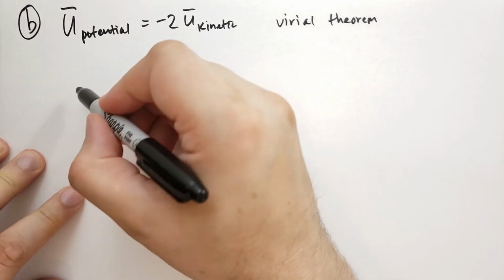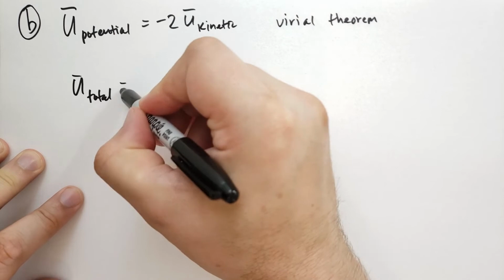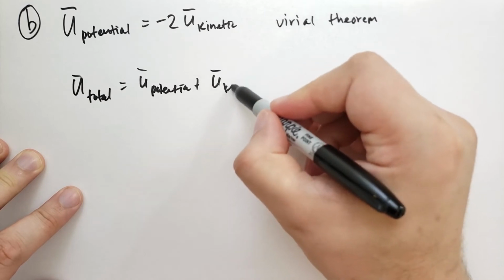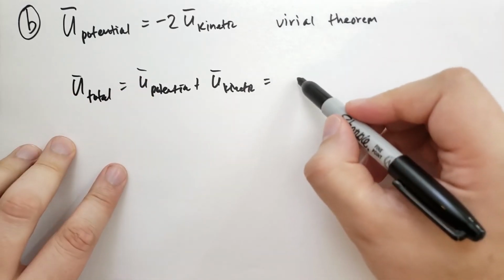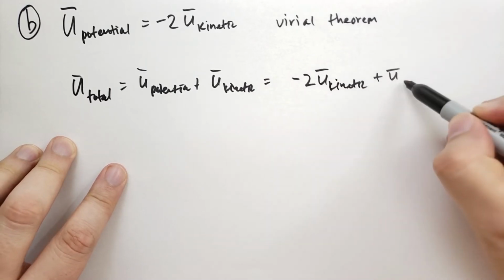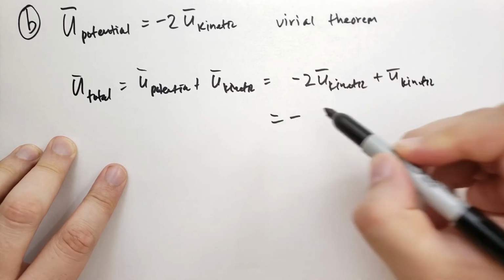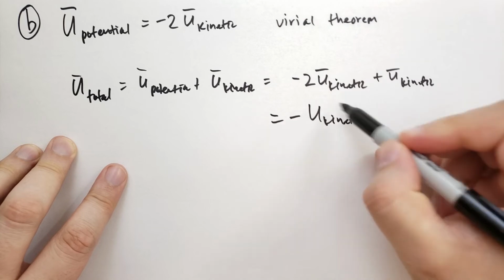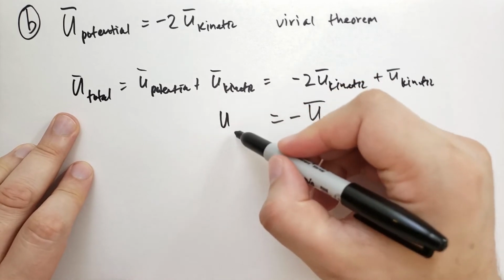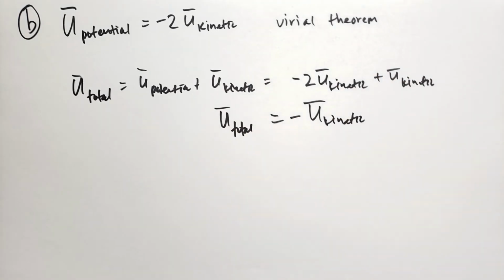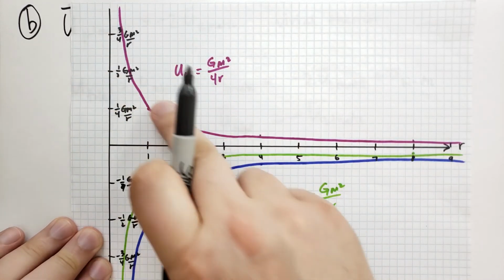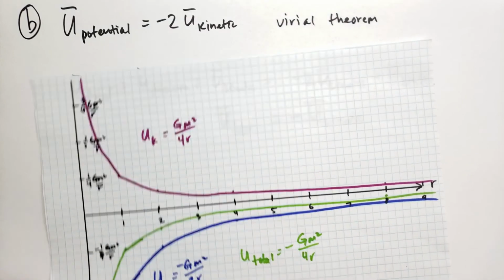So we have the average total energy, which is just going to be the average of the potential plus the average of the kinetic, which is equal to minus 2 times the average of the kinetic plus the average of the kinetic, which is just minus the average kinetic energy. So if we were to increase the total energy, then the kinetic energy would decrease. Going back to our graph for the circular motion, you can see that as the total energy, this green line, increases, the kinetic energy is decreasing. That's what's going on there.